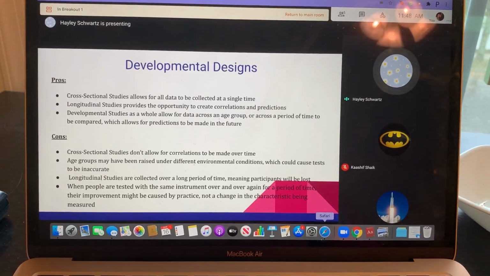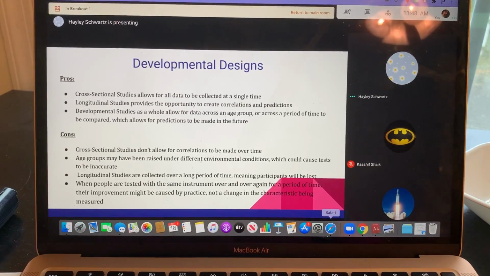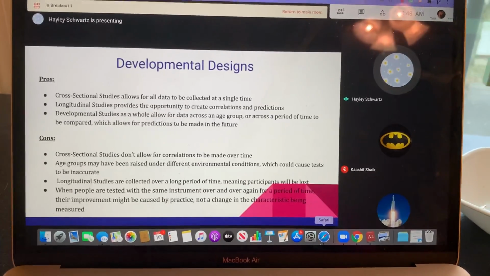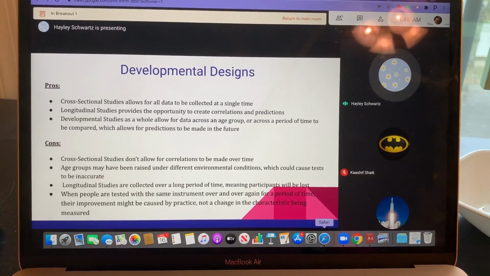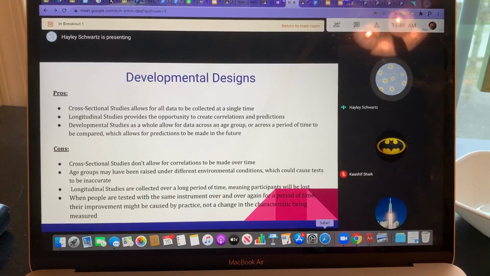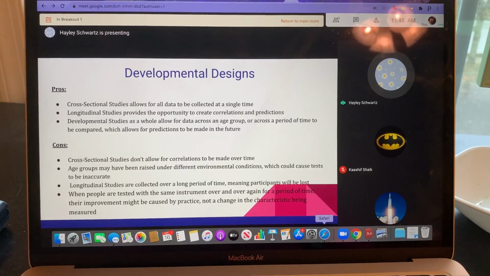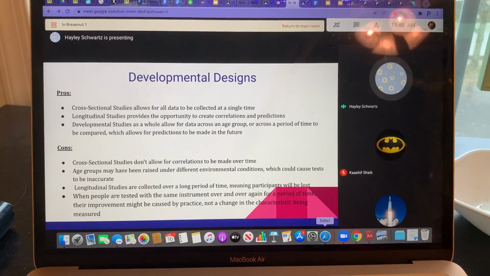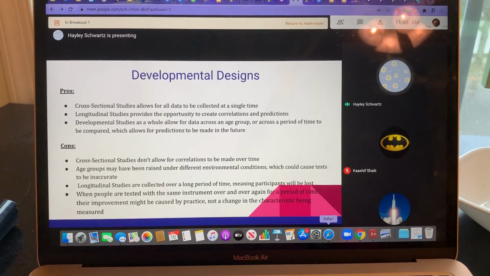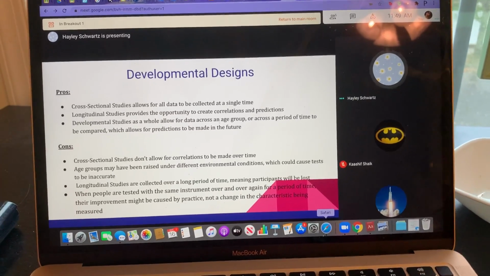And then some cons. Cross-sectional studies don't allow for correlations or predictions to be made. And then age groups in the cross-sectional studies may have been raised under different environmental conditions, which could cause the test that they take to be inaccurate. For longitudinal studies, they're collected over a long period of time, meaning participants are most likely to be lost over that period of time. And when people are tested with the same instrument or test over and over again, their improvement might be caused by practice, not a change in the characteristic being measured.